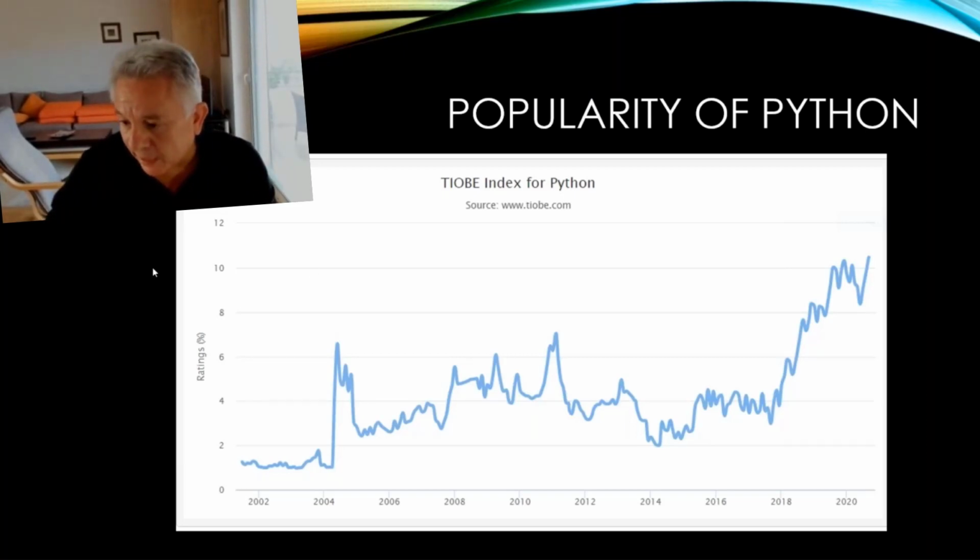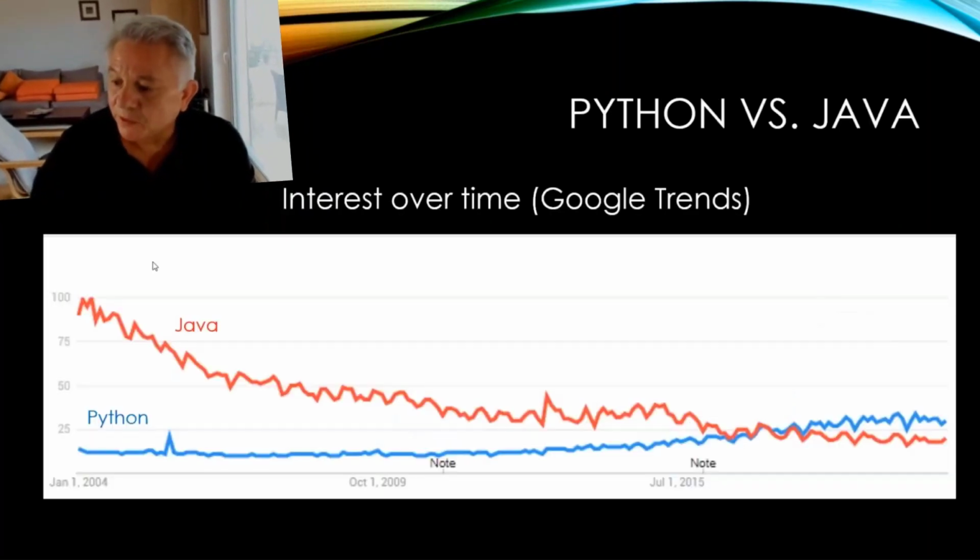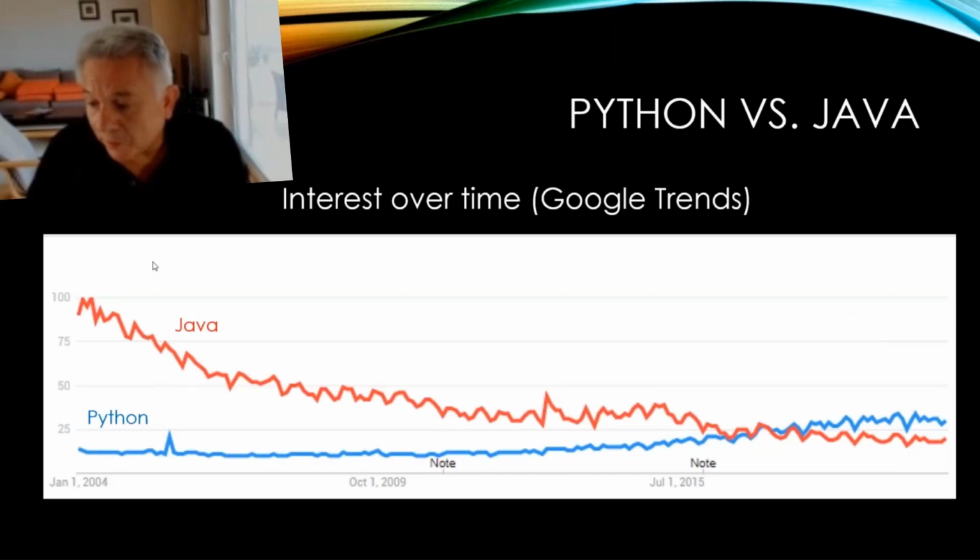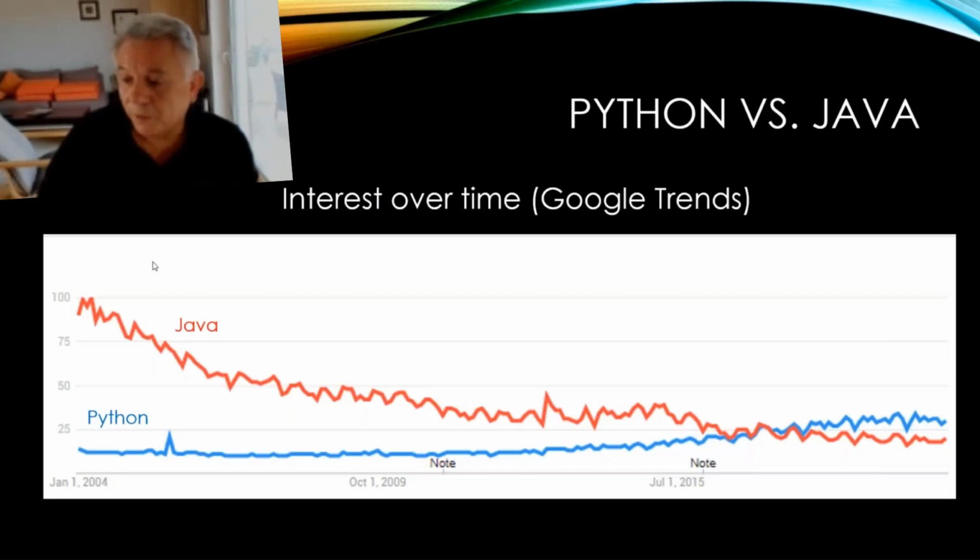And the other one is the comparison to Java. Java from the early 2000s was extremely popular, dropping gradually and steadily, and recently has been overtaken by Python in terms of popularity.